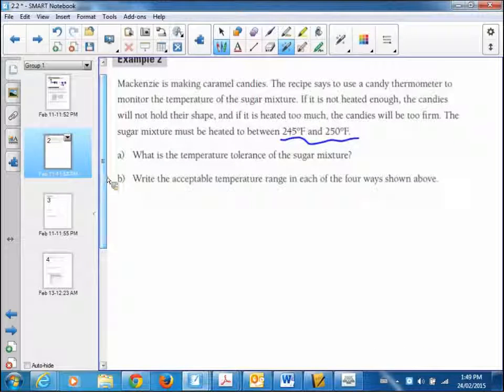So what's the temperature tolerance of the sugar mixture? How many degrees can it go up or down by? You do the math in your head. What's the highest and lowest? And how much is that spaced apart is really what you're saying.